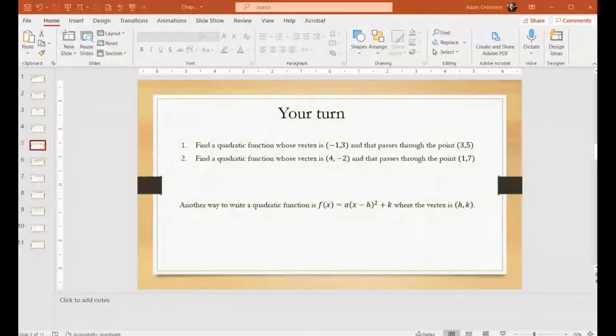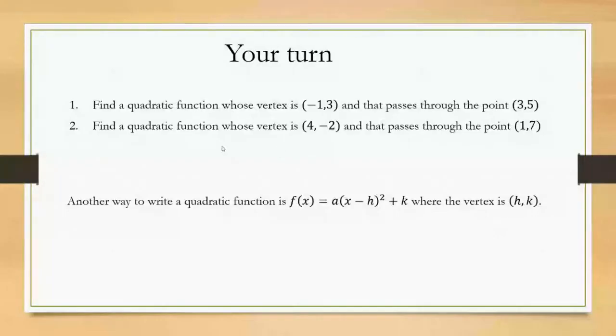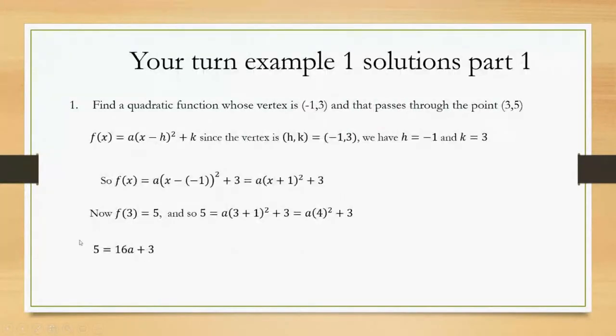Okay, so we'll do this together now. Again, we're trying to find a quadratic function whose vertex is this point and it passes through another point. So for the first one, we want a quadratic function whose vertex is -1, 3, and it also has to pass through the point 3, 5.